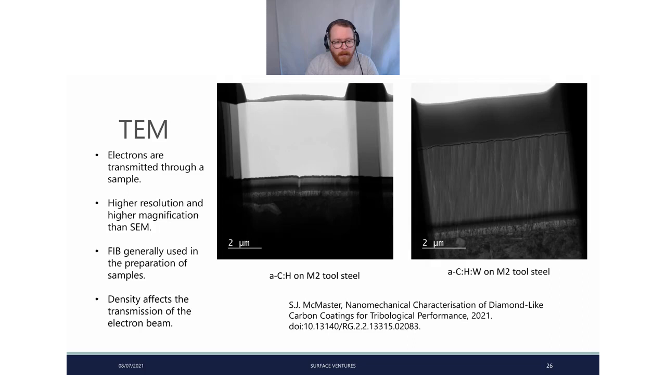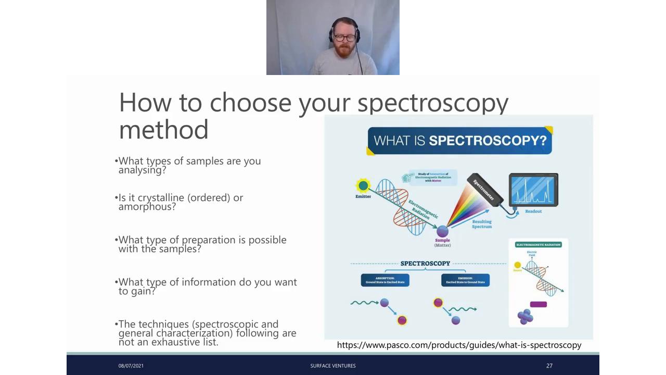So going on to various different types of spectroscopy methods. Again, this is what I'm going to talk about here. These are not an exhaustive list. This is just some of the techniques you might see for surface studies in tribology and surface engineering. But again, specific to your samples, other things may be used.